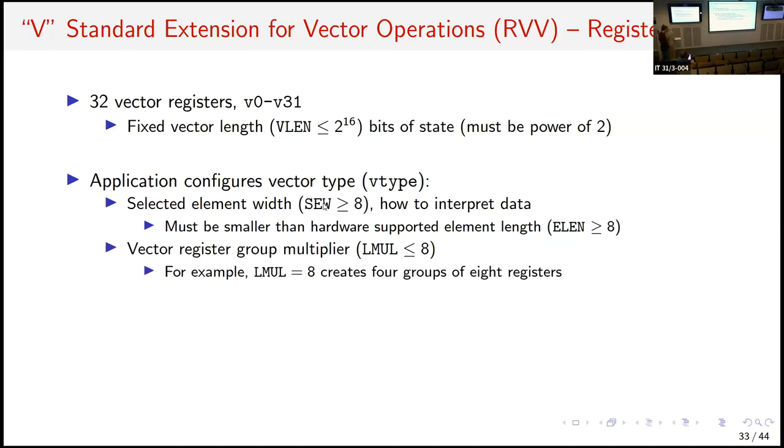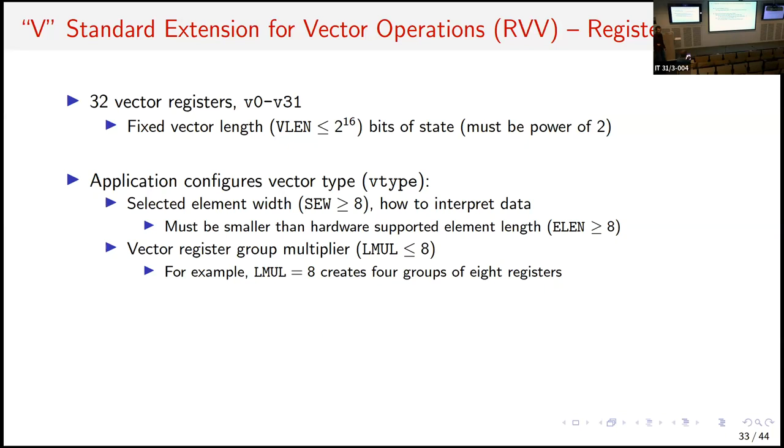And what RVV also has is a register group multiplier, LMUL, which says that you can group multiple registers together to form a longer vector register group. So if you say LMUL equals 8, you form four groups of 8 registers. So you have vector registers V0 to V7 virtually concatenated, then 8 to 15 concatenated, then 16 to 23, and then the last 8 together. Of course, if you have LMUL equals 1, then you have 32. If you have LMUL equals 8, then you have only 4 vector register groups that you can use.